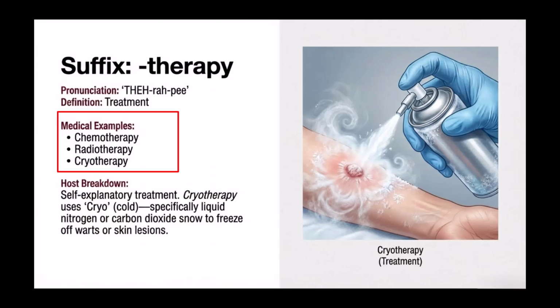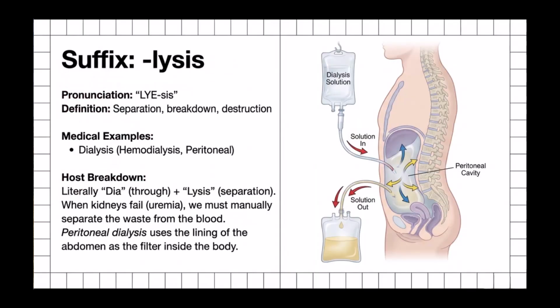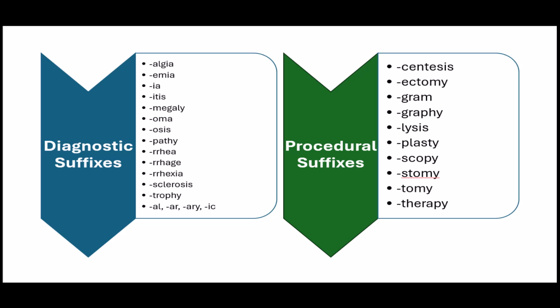And last but not least, lysis. So this means separation, breakdown, or destruction. The main application here is dialysis. Literally complete separation. When the kidneys fail, dialysis separates all that waste from the blood. And the text gives two types. Right. Hemodialysis, where a machine filters the blood, and peritoneal dialysis, which uses fluid in the abdomen and the body's own membrane, the peritoneum, as the filter. I mean, it's a marathon for sure, but it's a necessary one.